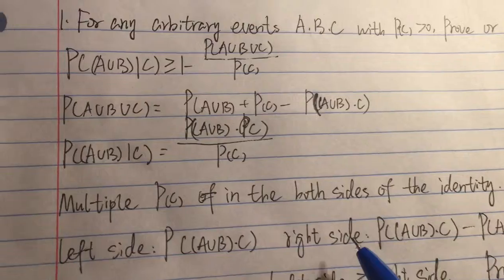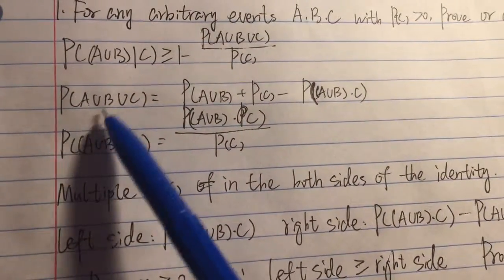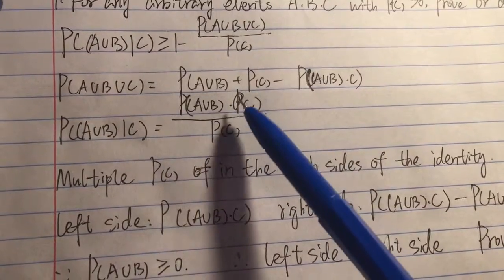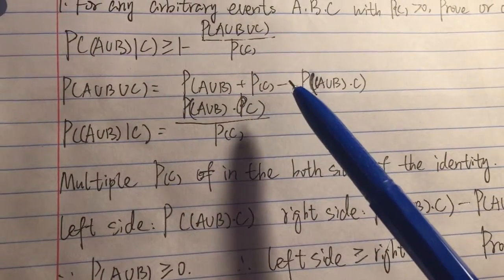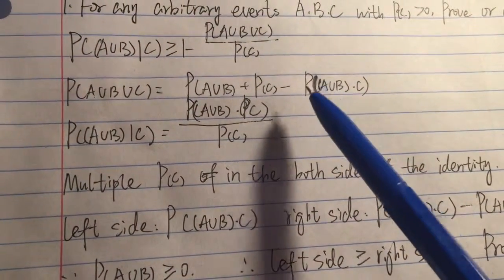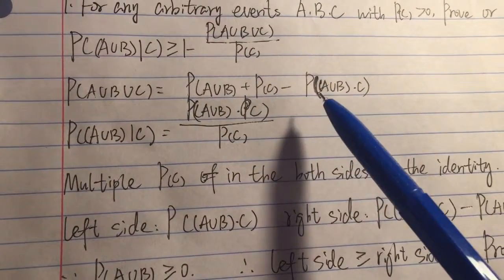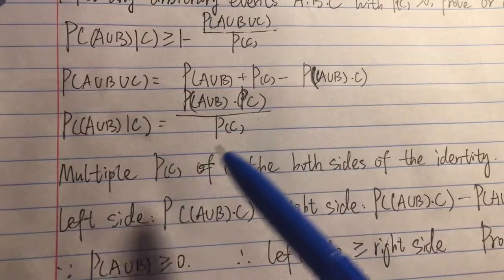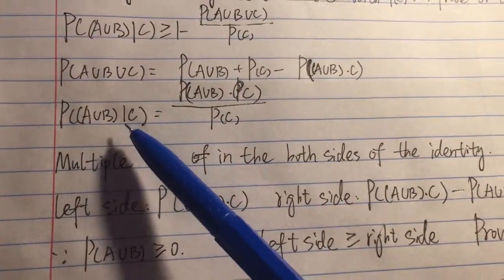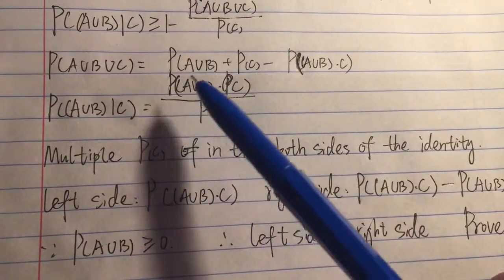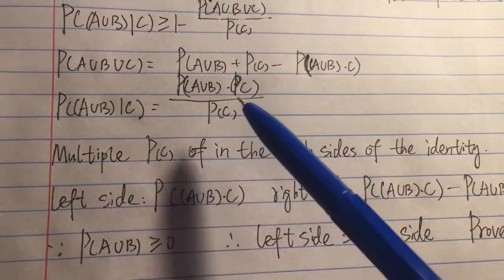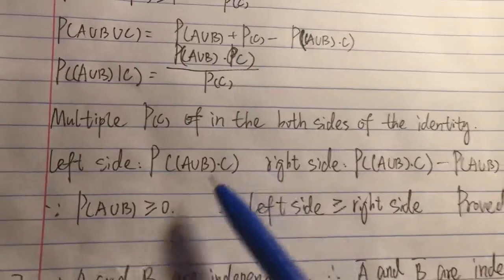So let's start. The probability of A union B union C equals the probability of A union B plus the probability of C minus the probability of A union B intersect C. And when C happens, the probability of A union B equals the probability of A union B intersect C divided by the probability of C.